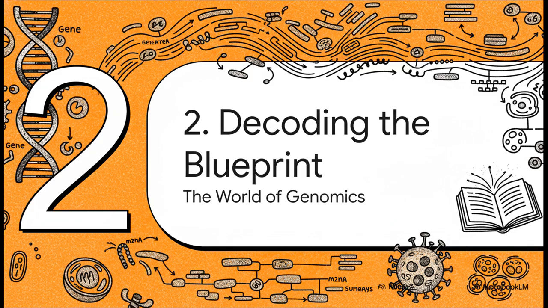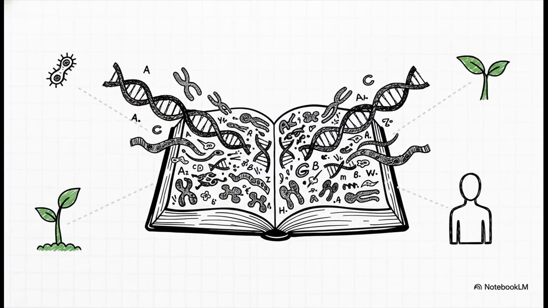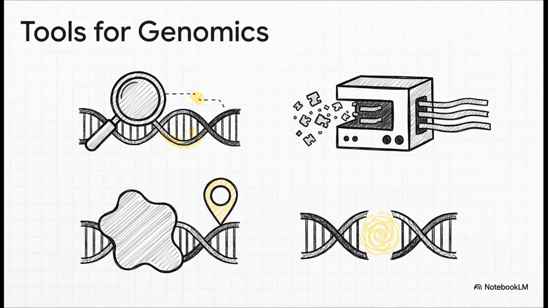Okay, so we've seen how cells can control one gene at a time. Now, let's zoom way out and look at how we study the entire genetic library of an organism. Welcome to the world of genomics. And the main idea here is that genomics isn't just about one gene, it's about the whole shebang. It gives us the complete instruction manual for how to build and operate an organism. And we have some amazing tools to do this. BLAST is basically like a Google search for genes.